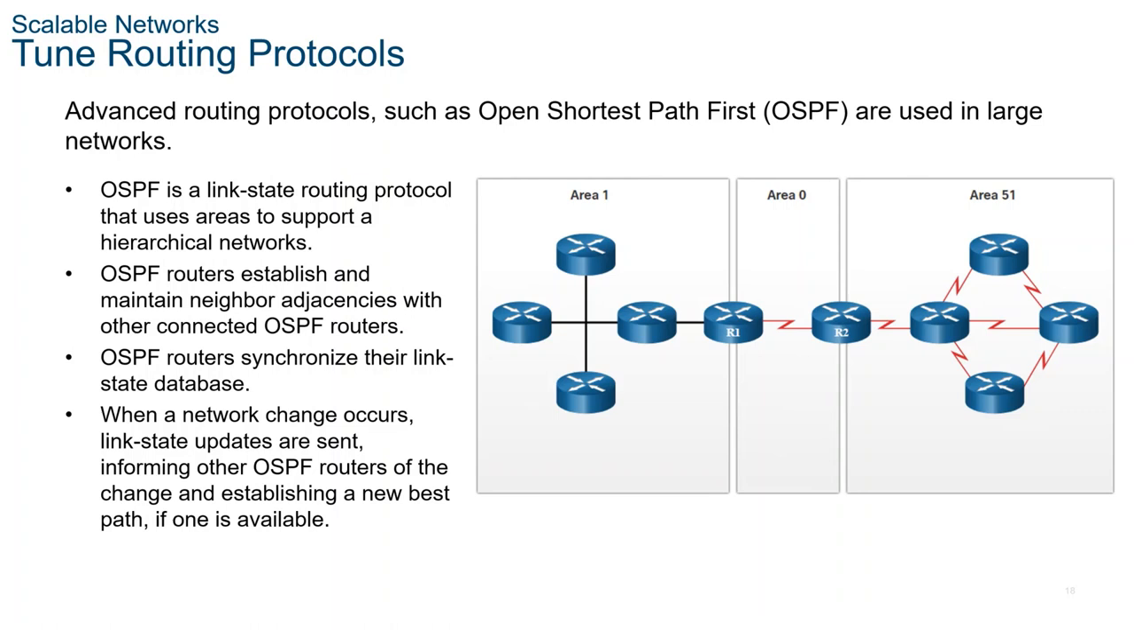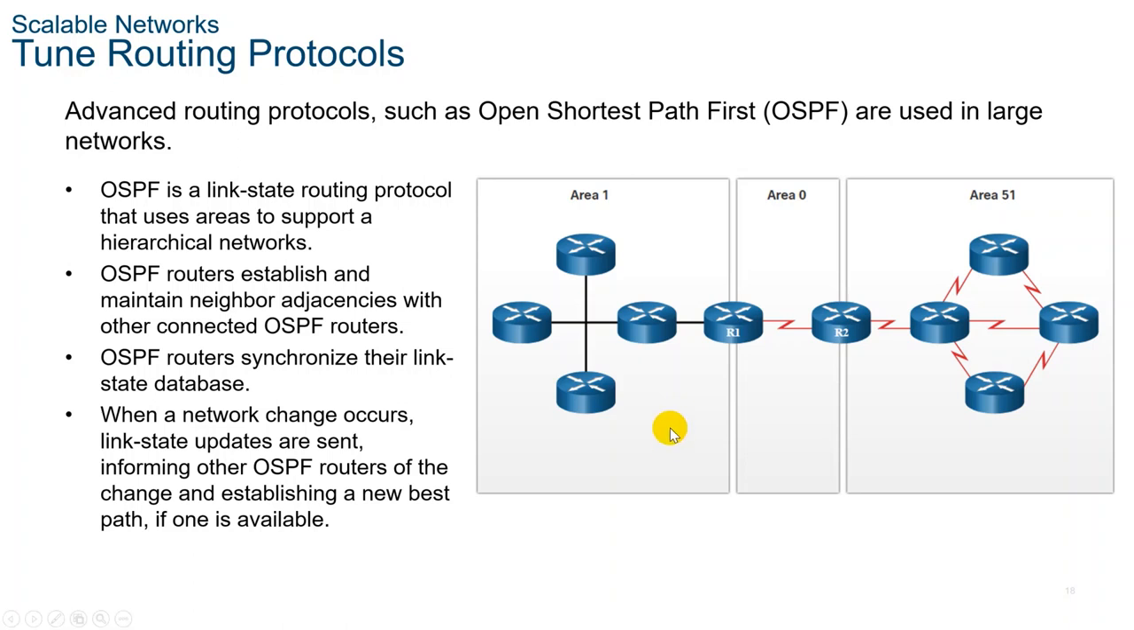We also need to fine-tune the routing protocols. Advanced routing protocols such as OSPF are used in large networks. OSPF, or Open Shortest Path First, is a link state routing protocol as shown in the figure here. OSPF works well for large networks or large hierarchical networks where fast convergence is important. OSPF routers establish and maintain neighbor adjacencies with other connected OSPF routers, and synchronize their link state databases. When a network change occurs, link state updates are sent, informing other OSPF routers of the change and establishing a new best path if one is available.